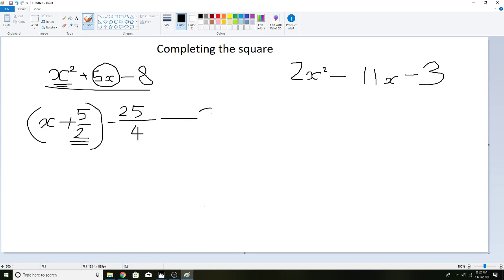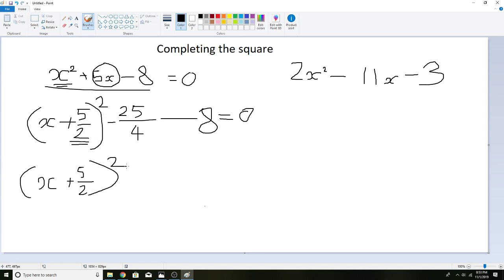And then minus 8, and remember it all equals 0, or y, when y equals 0. And then simplify the equation. Oh wait, I forgot to put squared there. You've got to remember to put squared here. And then so x plus 5/2, so this remains the same, 5/2 squared.